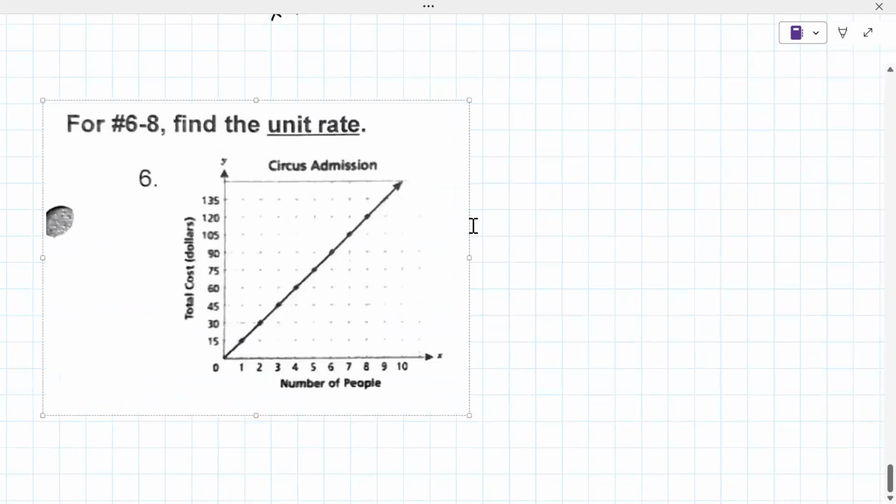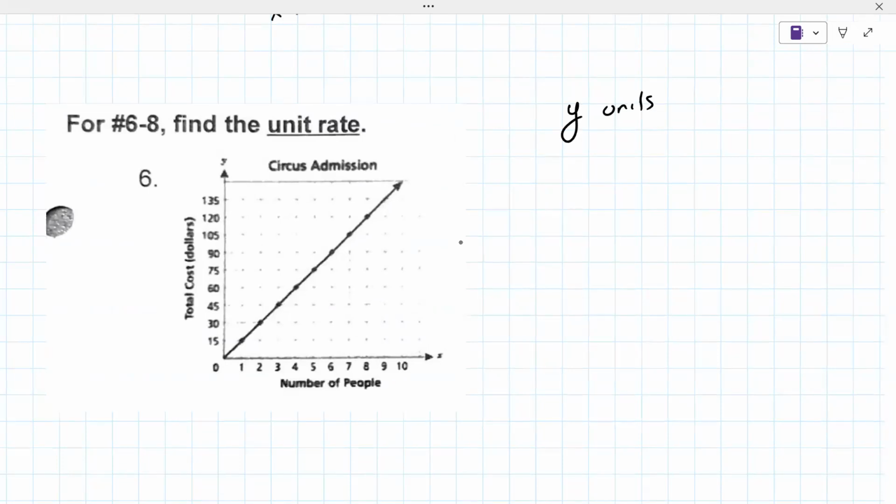All right, so we're back to unit rates. Unit rates typically are Y units over X units. So you can pick really any point on the graph here. I'm gonna pick this one, $90 over 5 units, which is people.